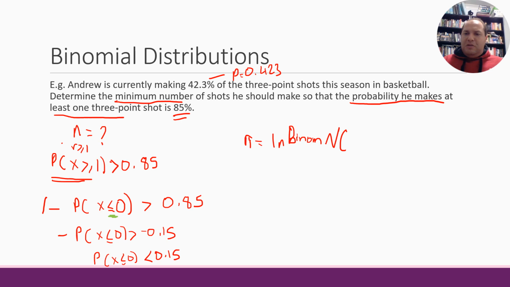It will ask you to put in the probability that you need to set as your limit, so 0.15. Your probability of success, 0.423 for each trial. And our R value, in this case of our formula, is 0. Put that into the calculator, and it gives you an answer of 4. So what that means is Andrew needs to take 4 shots so that his probability of getting one of those shots in is 85%.